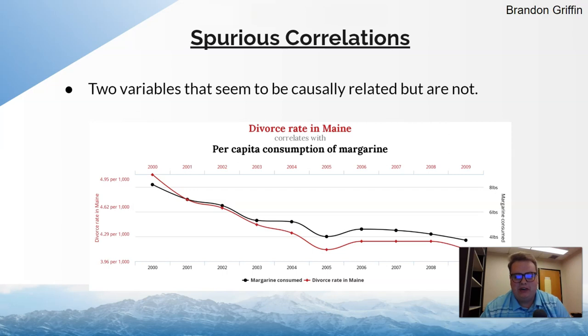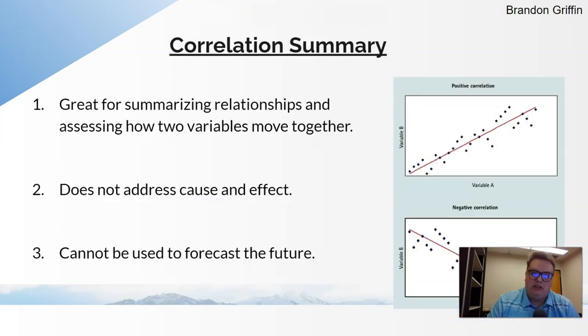I'm 99.9999% sure that the divorce rate in Maine and the per capita consumption of margarine are not related. But it's cool to look at examples like this. Other ones, there's one about Nicolas Cage movies, and I think it's crime rate, something like that. But this is an example that correlation does not imply causation.